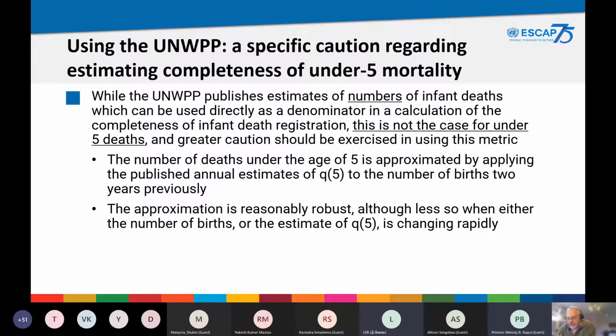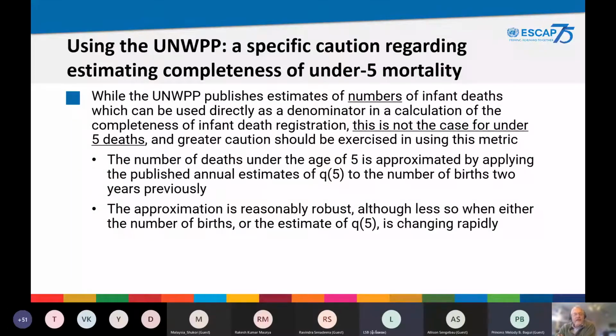Now, because there's not sufficient data available from the UNWPP to calculate this with any great degree of precision, the way it has been implemented is that the number of deaths under the age of 5 is approximated by applying what the UNWPP does publish, which is an annual estimate of Q5. Q5 in demographic terms is the probability of a child dying before the age of 5 in that population in a given calendar year. And we apply that metric of the Q5 to the number of births 2 years previously.